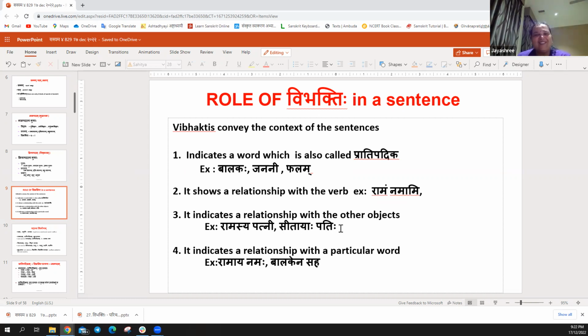So when you see this, you know what it is. So vibhakti is not a big thing for you now, because it's been introduced already. This Ramasya Patni is Shashti Vibhakti. Right? Only thing is that we haven't gone through the names of the Vibhaktis. That's it. It indicates a relationship with a particular word. Like Ramaya Namaha, whom I am praying to, Rama. Balakena Saha, with the boy. That way.